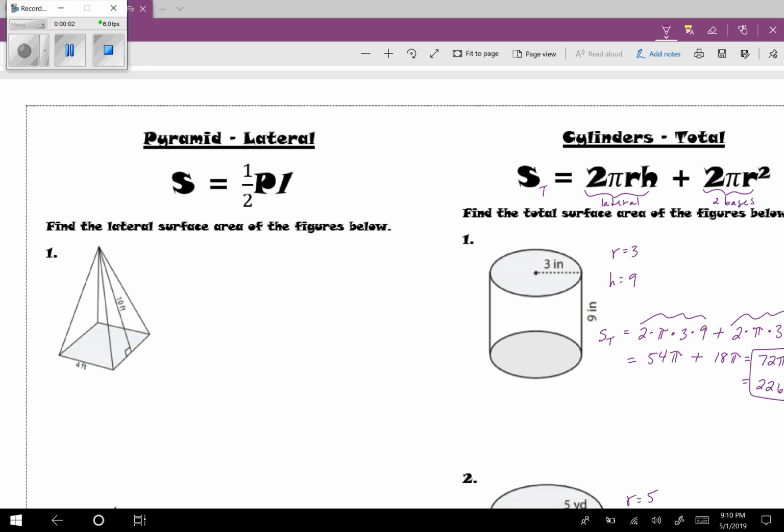All right, hello there everybody. In this video, we're going to cover the surface area of pyramids. So we'll start off with their lateral surface area.